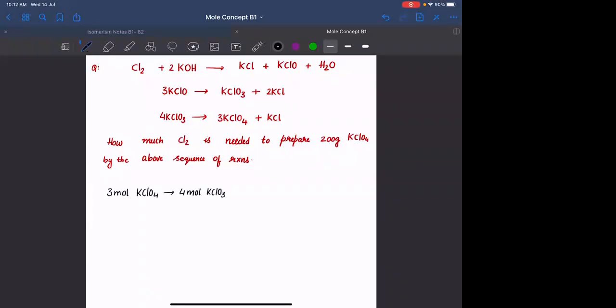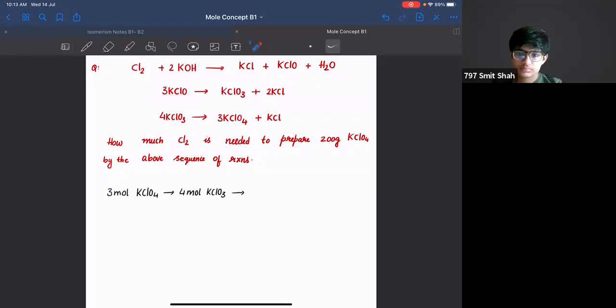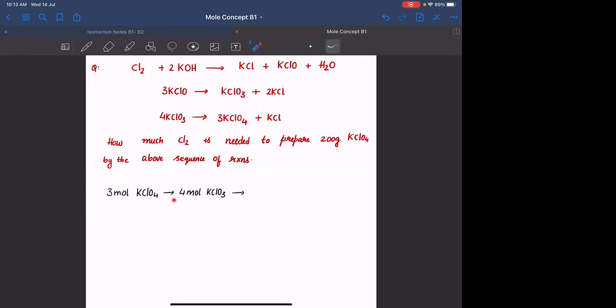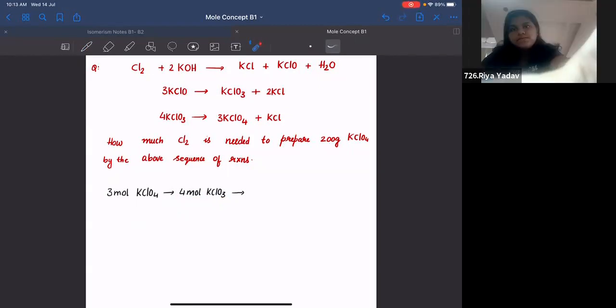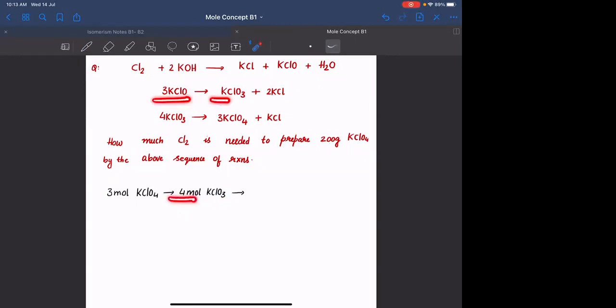Okay, KClO3 कहाँ से आ रहा है? KClO3 is obtained from KClO. If I want to get 1 mole of KClO3, how many moles of KClO are required? 3 mole. Okay, so if I want to get 4 mole of KClO3, tell me the moles of KClO required then. 12 mole. Agreed? एक के लिए 3 मोल लग रहे तो 4 के लिए कितना लगेगा? You will require 12 mole of KClO. Is this clear, everyone?